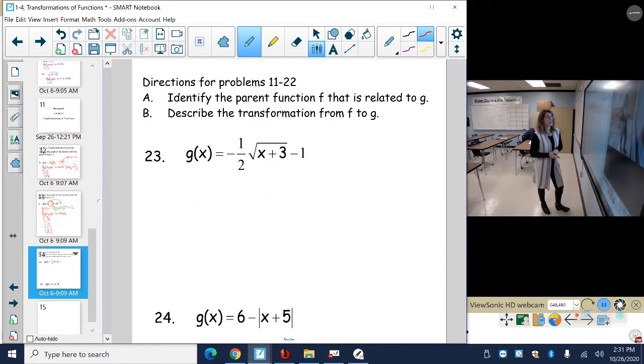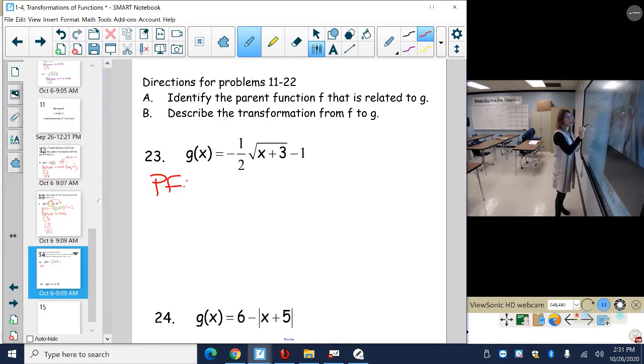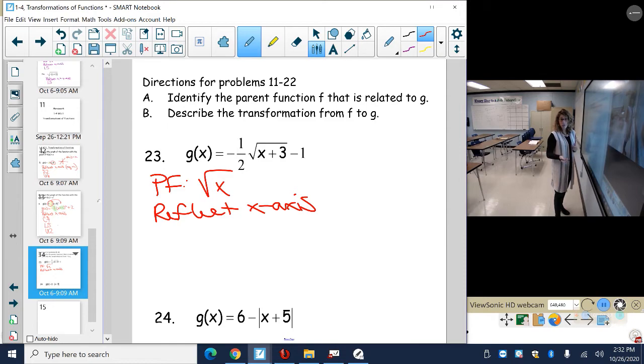Then, for the back page of this, A and B, letter A is saying to state the parent function. So the very first thing you're going to do is find the parent function of this thing. So the parent function is going to be the square root of x. So then you're going to say part B, describe the transformation. Well, the negative first is going to be a reflection over the x-axis. The 1/2 is a fraction between 0 and 1, so it's a compress of 1/2. The plus 3 is inside the parent function, so therefore it's going to go to the left 3 units. And then the minus 1 is on the outside, so it's doing exactly what we think, which is going to go down 1 unit.